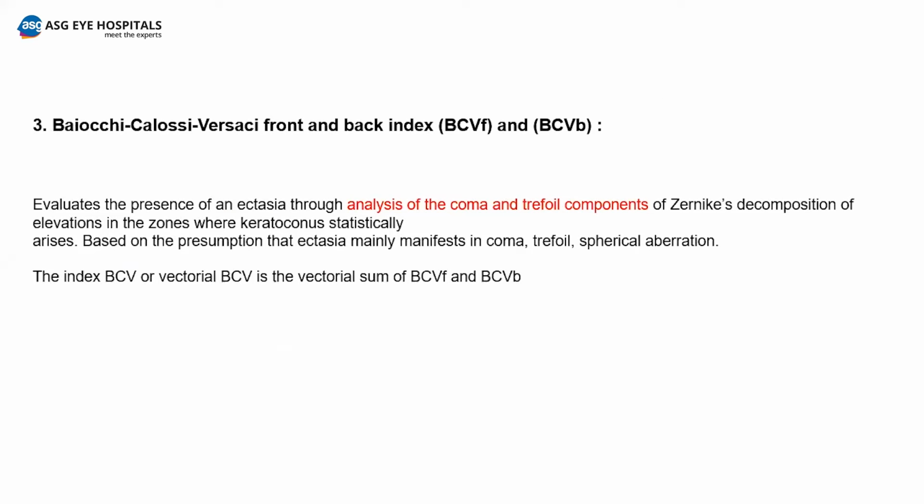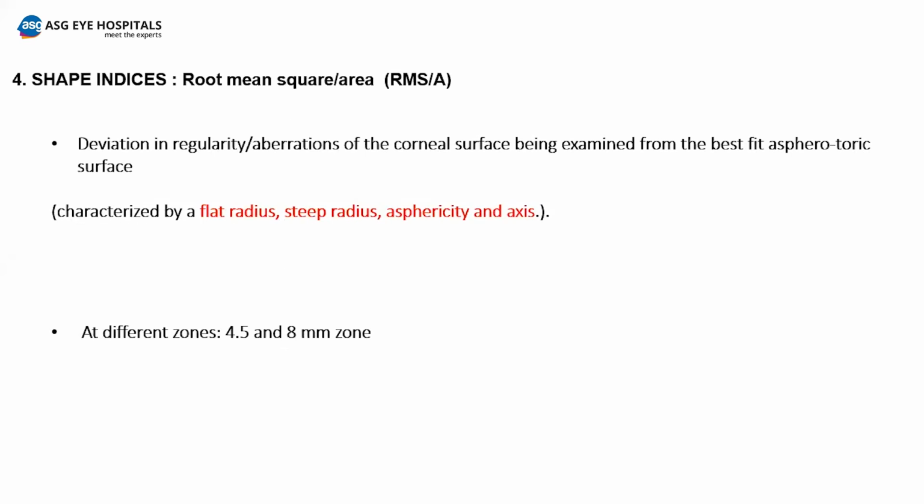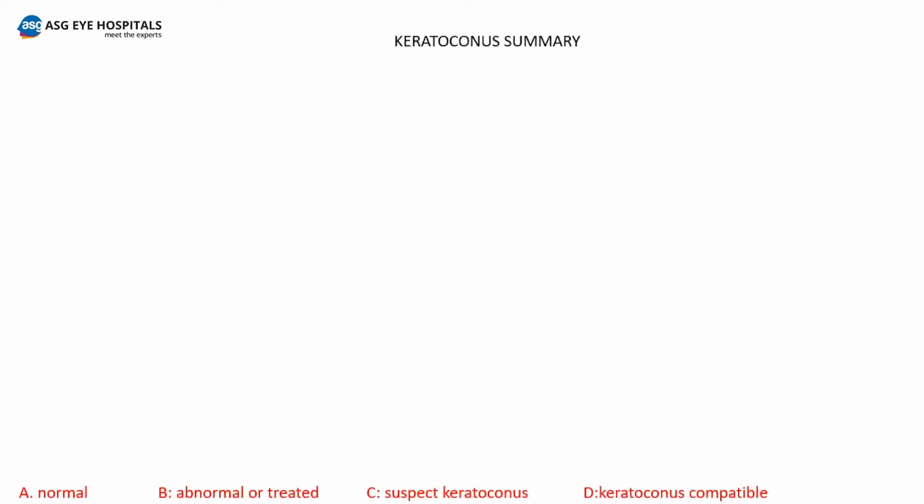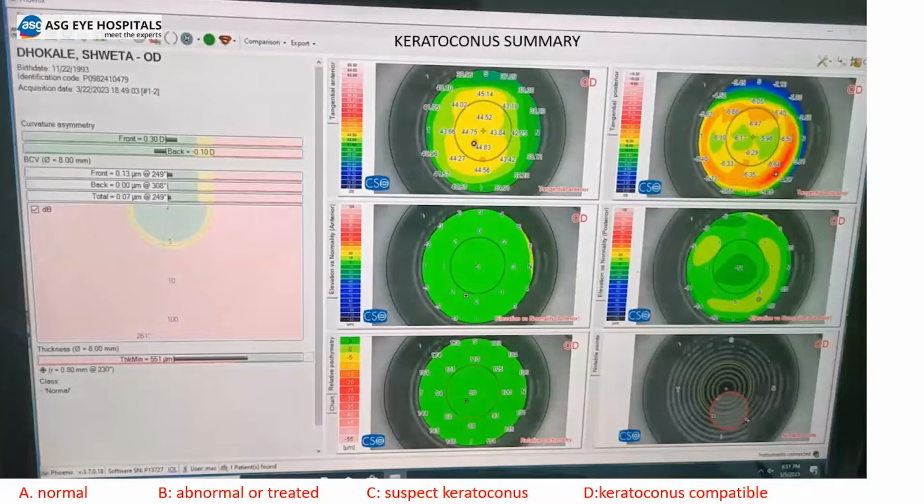Third is the Binder-Klyce-Vesaluoma index, which is a sum of the aberrations most common in keratoconus, coma and trefoil. Last comes RMS by A, which is the deviation in the regularity of the corneal surface. This irregularity or aberration sum, RMS by area, is a very important thing for the diagnosis of subclinical keratoconus. This is how the keratoconus summary comes up on the system. There is a class here, which is normal, and it could be other classes: abnormal, treated, meaning post-LASIK or post-PRK, suspect keratoconus, and keratoconus.